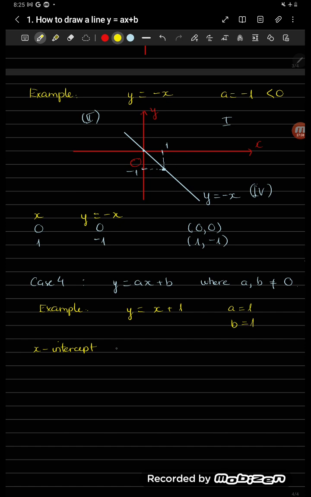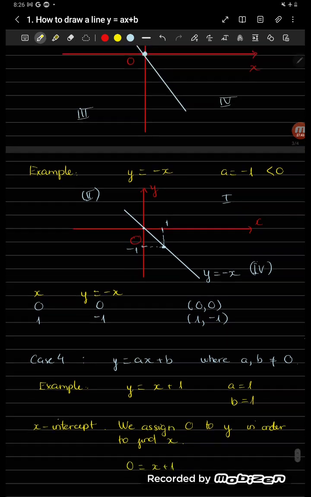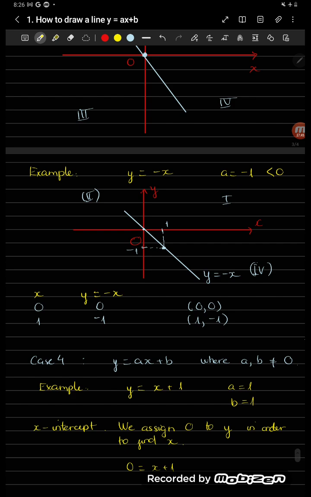X-intercept means, so how to find the x-intercept? We just assign 0 to y in order to find x. So if we assign y equal to 0 to find x, it means we just write down 0 equal to x plus 1. Then we solve this equation to find x.